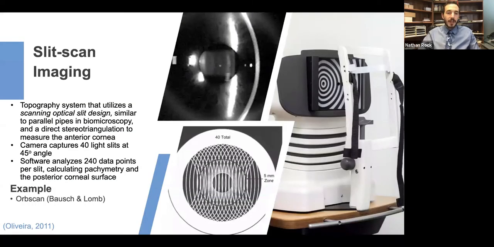And then there's the slit scan imaging, which is a topography that uses slit scanning optical design. So it's similar to what we would use as like a slit on our exam. It captures then 40 different slits at a 45-degree angle, so really imaging the entire cornea. The software analyzes the points. It calculates then pachymetry and the posterior corneal surface. As far as I'm aware, there's only one topographer that works off this principle, which is listed here.